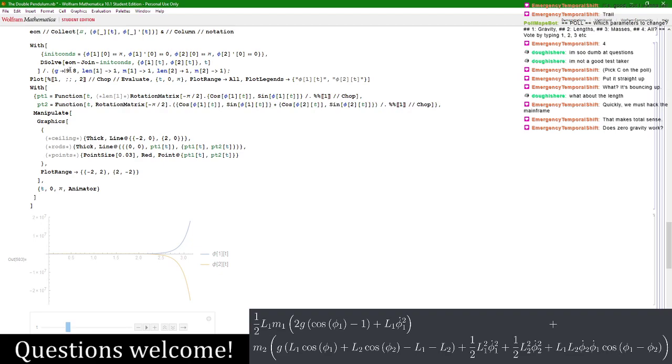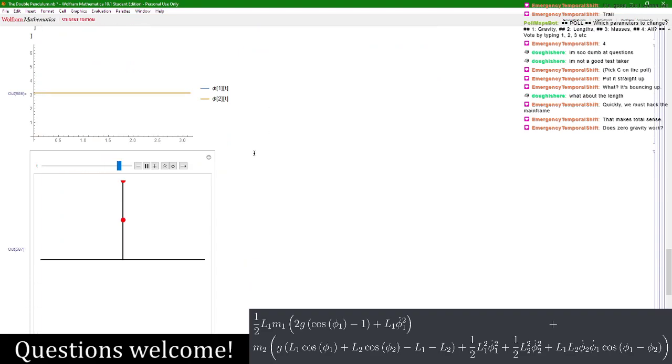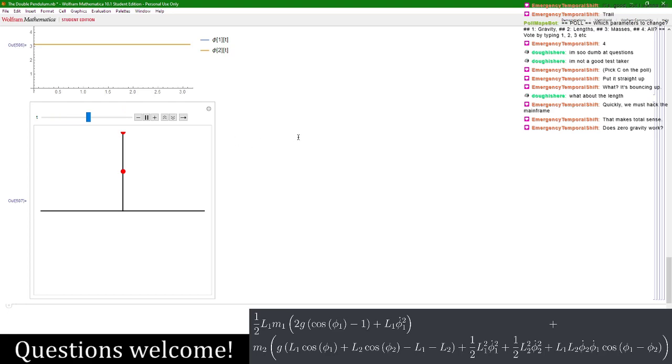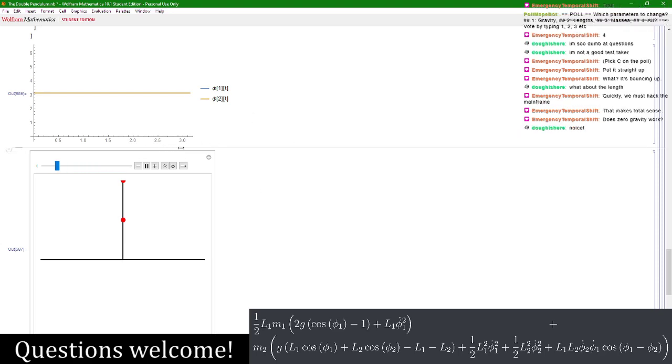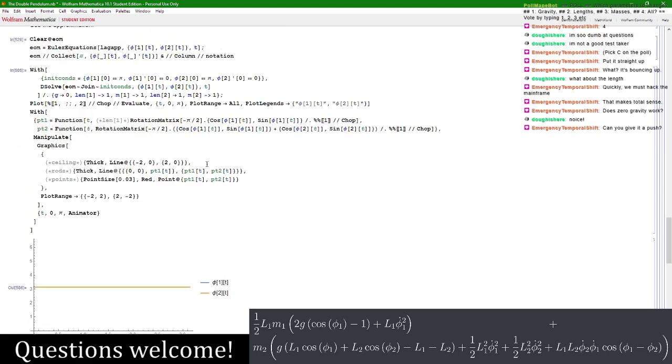Does zero gravity work? Let's find out. Beautiful. My goodness, chat. We have done it. We have unlocked the secrets of the universe. It's just so gorgeous. Physics works, everybody. Physics works. Can he give it a push? Yeah. God, this is such bad code.